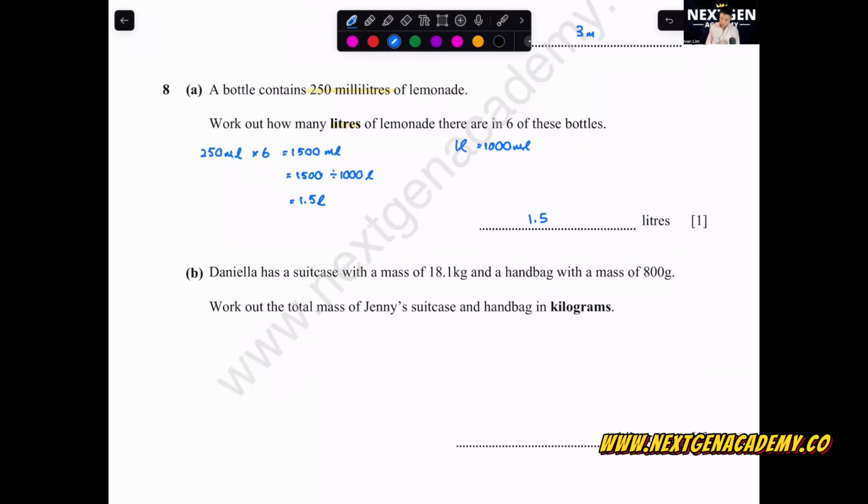Okay, question B. Daniela has a suitcase with a mass of 18.1 kg and a handbag with a mass of 800 gram. Work out the total mass in kg. Okay, what's the conversion? 1 kg equals 1,000 gram. So we change the 800 gram to kg first. Just write down the working. 800 divided by 1,000, which is 0.8 kg. Okay, this one is very simple now. 18.1 plus 0.8, we will get 18.9 kg.